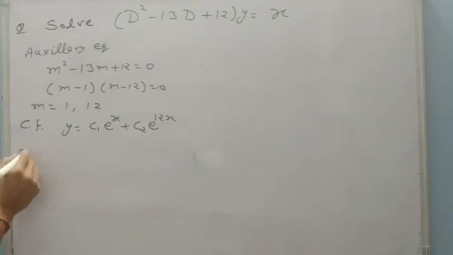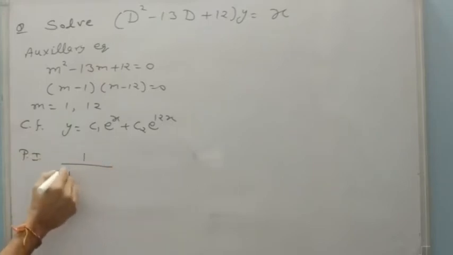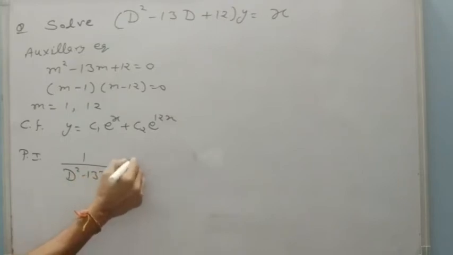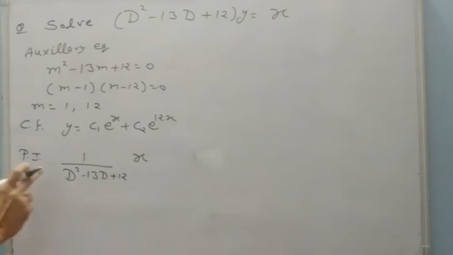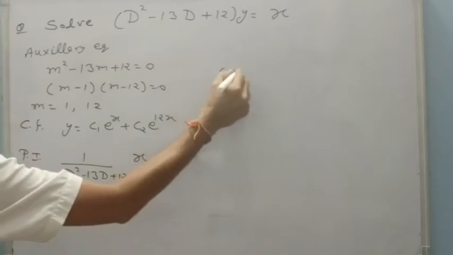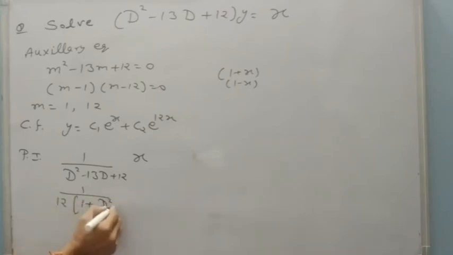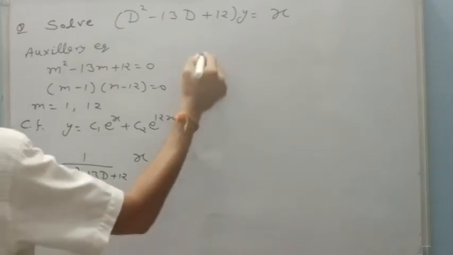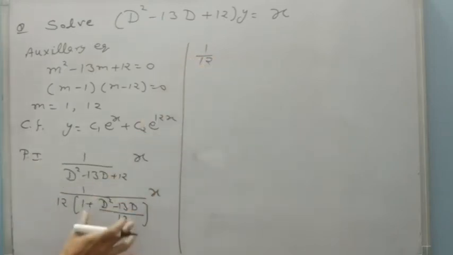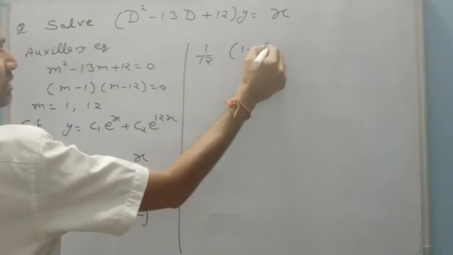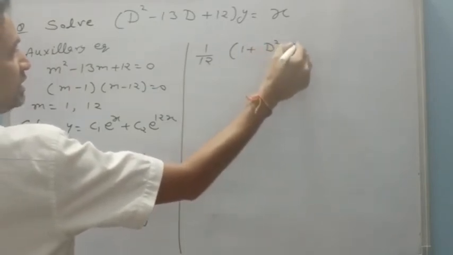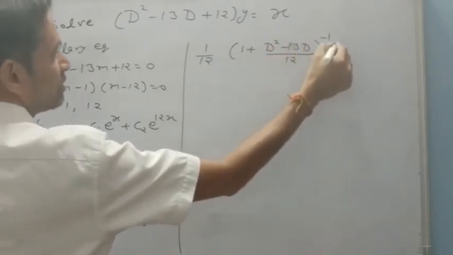Now in the case of particular integral, the function will become 1 upon (D square minus 13D plus 12) of x. Remember, I have to convert it into the form of 1 plus x or 1 minus x form. So for this, I will take 12 as common. So it will become 1 upon 12, such that 1 plus (D square minus 13D) upon 12, of x. By doing this, I have an easy way to solve it now. 1 by 12 as it is, put this one as upper and it will become [1 plus (D square minus 13D) upon 12] to the power minus 1 of x.